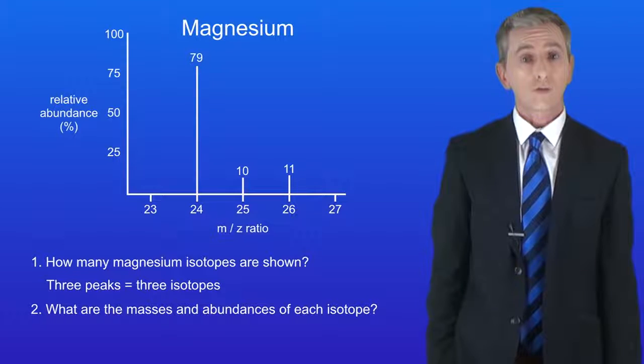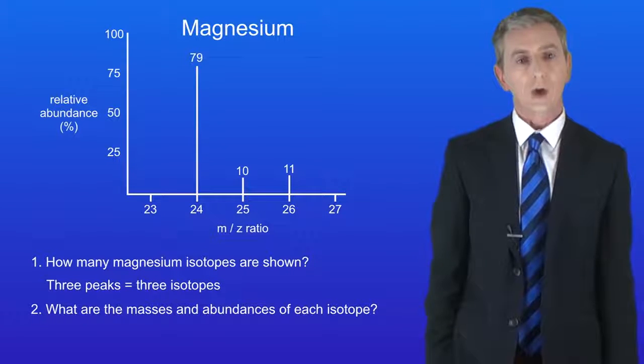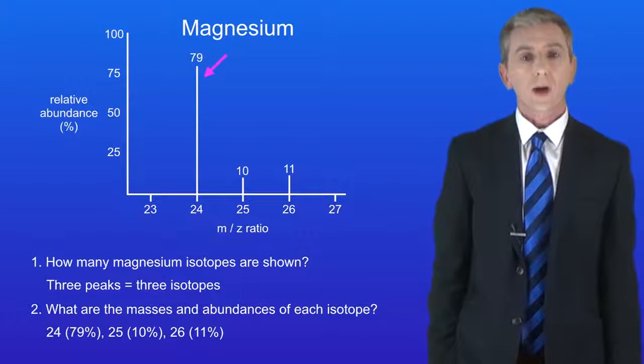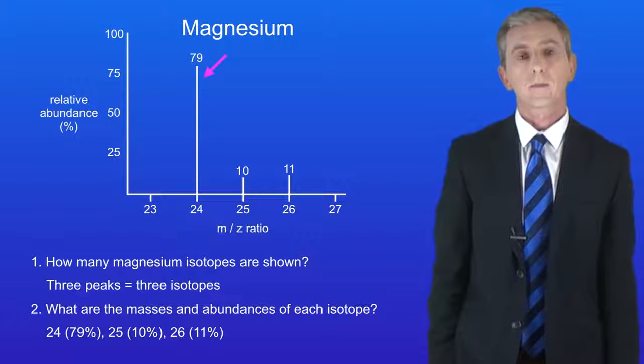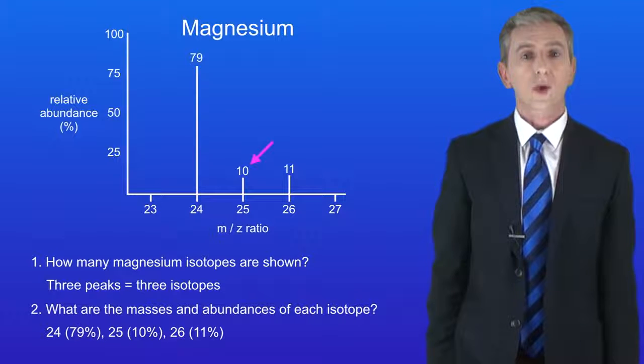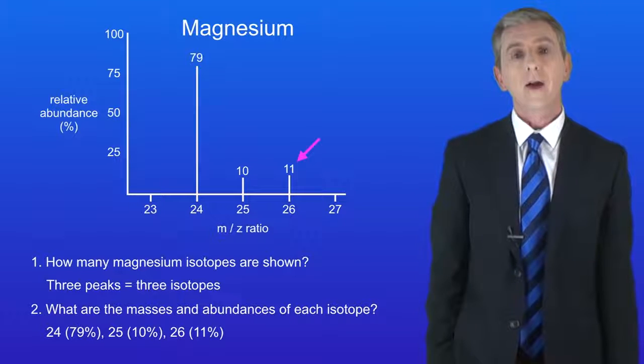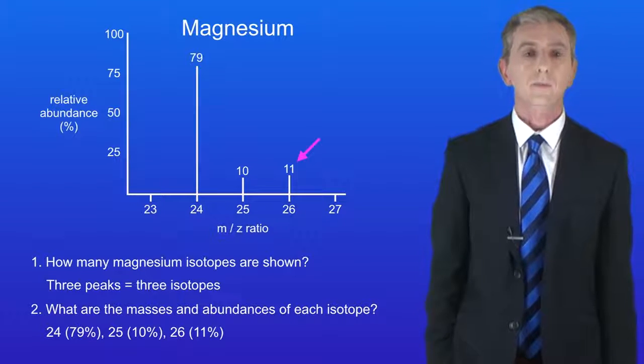You can see that we have 3 peaks, which means that we have 3 isotopes. The first isotope has a mass of 24 and an abundance of 79%. The second isotope has a mass of 25 and an abundance of 10%. And the third isotope has a mass of 26 and an abundance of 11%.